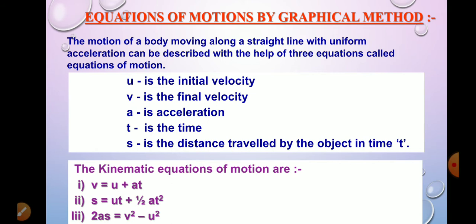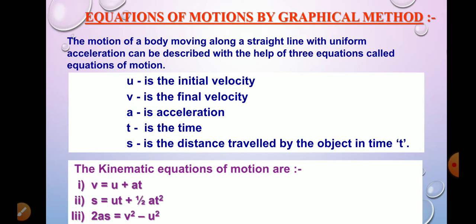So what are these three equations? They are often known as kinematic equations of motion. Why is it called kinematic? The word kinematic means something which is in motion. So it is called the kinematic equations of motion.